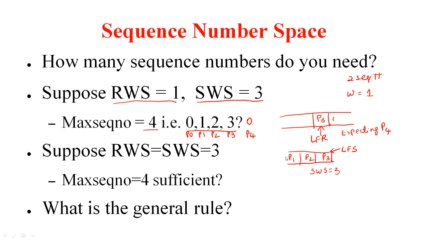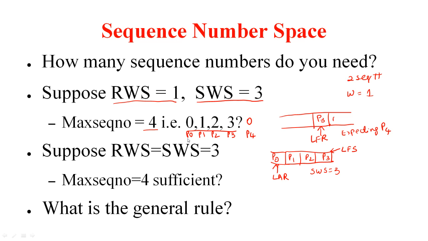Given the fact that SWS is equal to 3, that means the sending window has to be something like this. So it has already received an acknowledgement for P0. So this has been the last acknowledgement received. Since it already received an acknowledgement for 0, it would not send P0. Thereby, there is no confusion of P4 with P0.